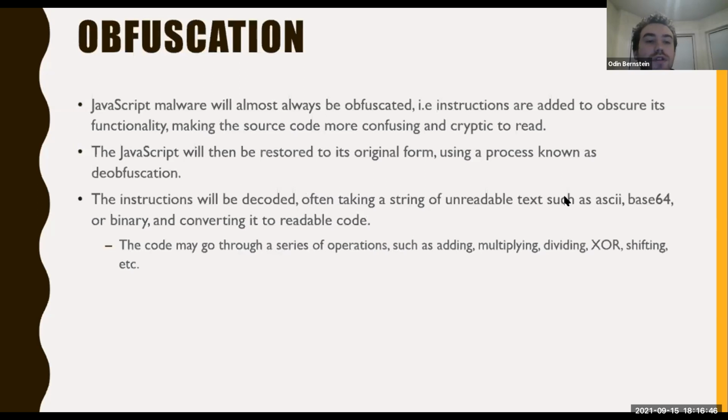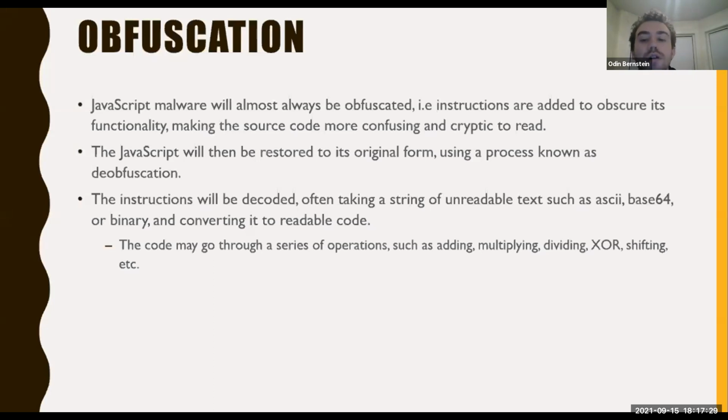So obfuscation. This is very important when looking at really any type of source code level malware, but from what I've observed, JavaScript uses obfuscation in nearly all the samples I've looked at. Obfuscation is used by malware in order to hide certain aspects of the code. Instructions are added to obscure the functionality of the malware, and this encodes the source code in a way that makes it very confusing, sometimes very hard to read unless deobfuscated.